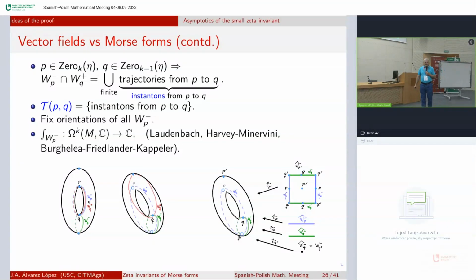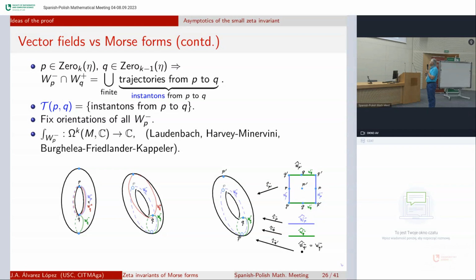If we take two zero points of consecutive degree and we intersect the unstable submanifold of one of them and the stable manifold of the other one, then this intersection is a finite union of trajectories of the flow from P to Q, from the one with larger degree to the one with smaller degree. And these are called instantons.